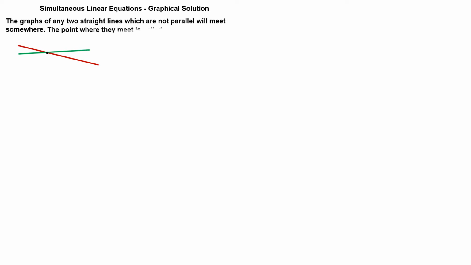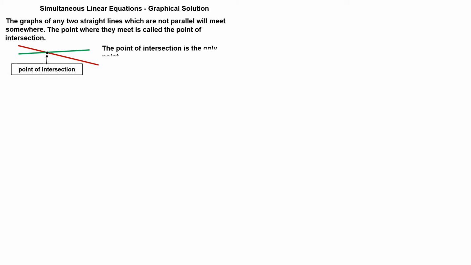The graphs of any two straight lines which are not parallel will meet somewhere. The point where they meet is called the point of intersection. The point of intersection is the only point common to both lines.